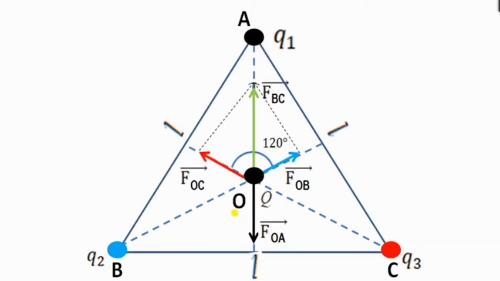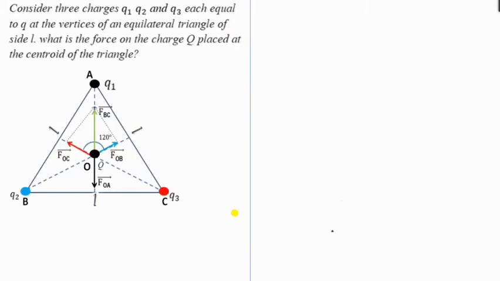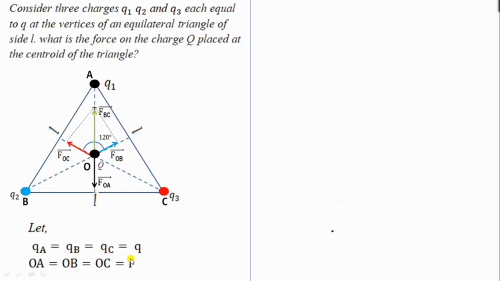So this is the diagram. You can pause and copy. Drawing the diagram is the most important part of this question. So please understand how to draw the diagram properly. So QA, QB, QC are equal, so I am writing it to be Q, and the distances OA, OB, OC are equal, and I am considering it to be R.